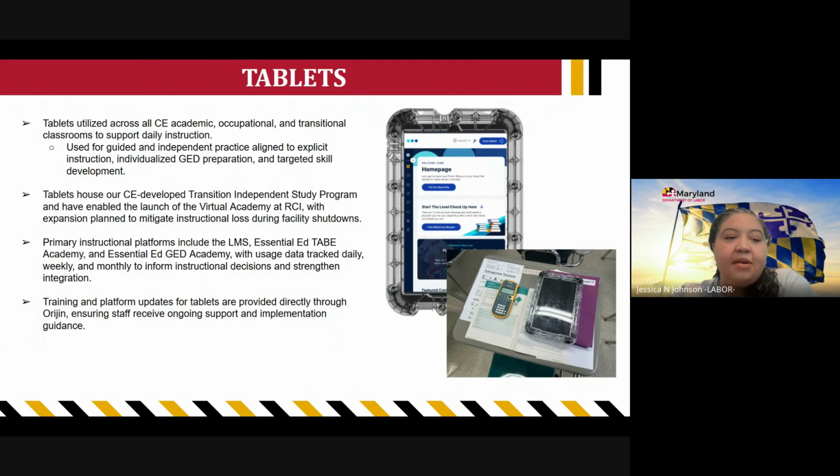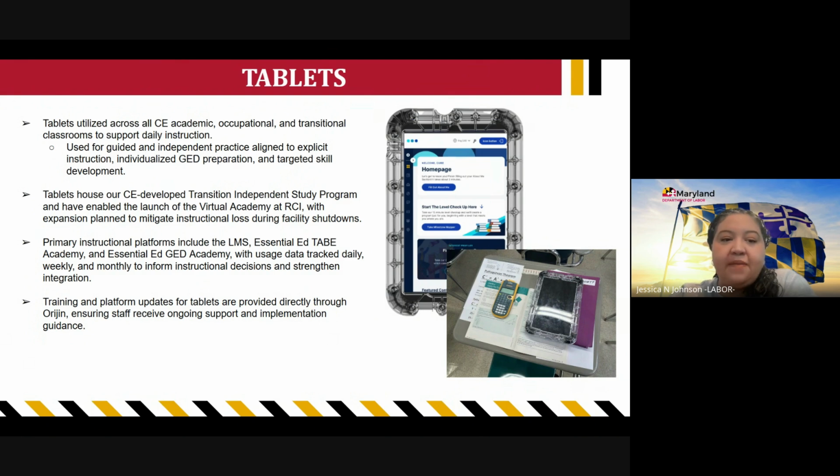They're all on carts. Each school does it a little bit differently, but they sign out the tablets so that everyone has some equitable use of them. On the tablets, you can do guided and independent practice. I'm actually going to walk through all the many features of the tablets and what's preloaded.